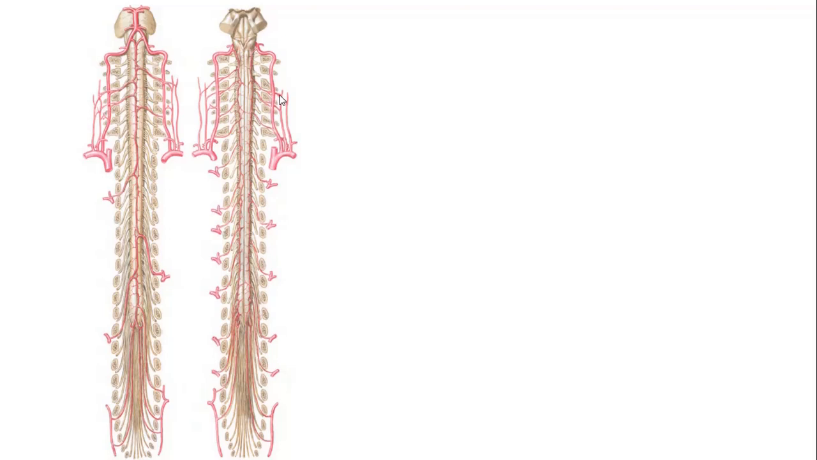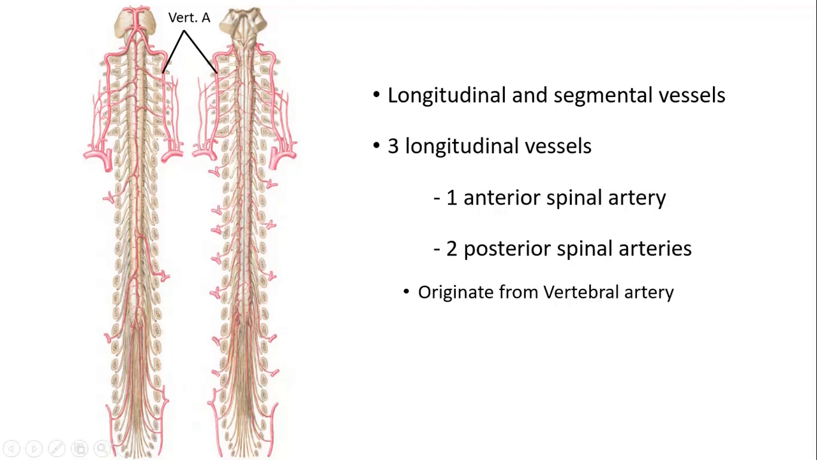The spinal cord and its roots and nerves are supplied with blood by both longitudinal and segmental vessels. Three major longitudinal vessels, one anterior and two posterior spinal arteries, originate intracranially from the vertebral artery. You can see the vertebral artery over here.